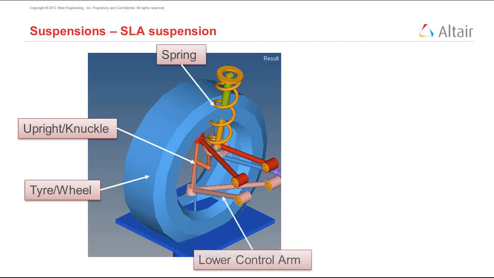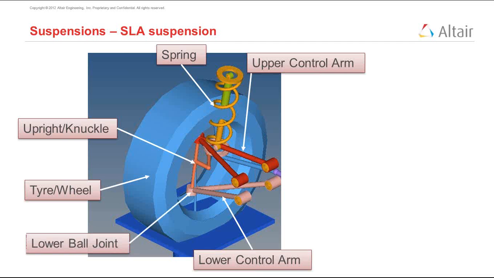Spring is pretty obvious. I will call the lower wishbone or the lower A-arm the lower control arm because it's a more general term for any type of suspension. So whenever I say lower control arm or upper control arm, I'm referring to the wishbones or A-arms or whatever else you might call them.